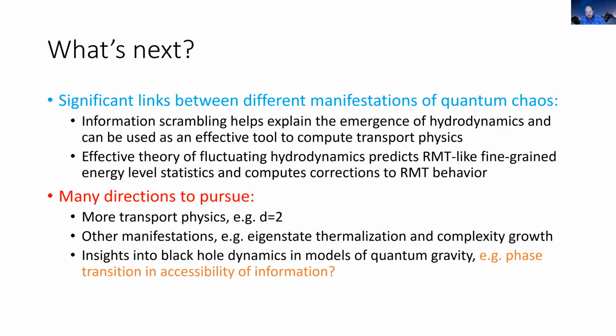Okay, so let me wrap up. What did I tell you today? I told you about links that the community is building between different, what I'll call manifestations of quantum chaos. So quantum chaos is still a vague concept. It's a slightly nebulous notion, but it has a lot of concrete avatars. And what I showed you today is that we can build interesting bridges between these different manifestations and connect them in very precise quantitative ways that actually help us, say, compute transport properties, or help us explain why random matrix behavior is so universal, because it just comes from hydrodynamics.